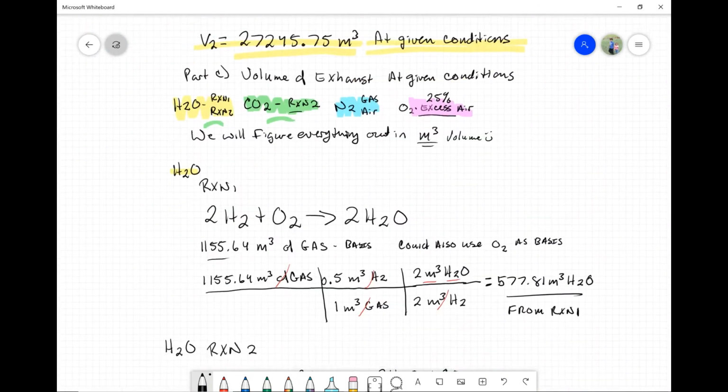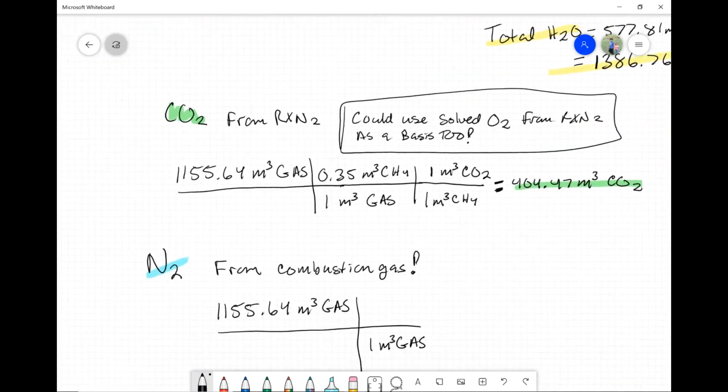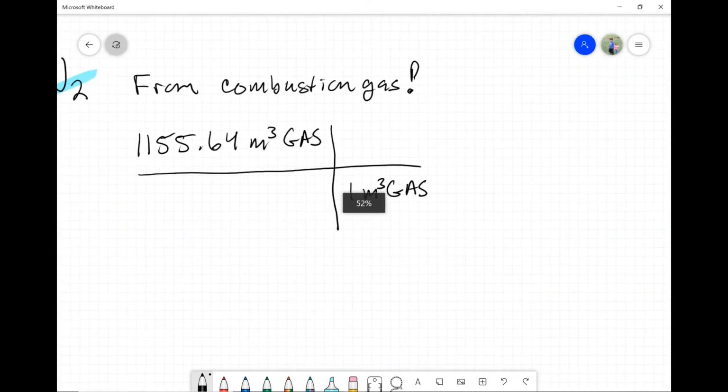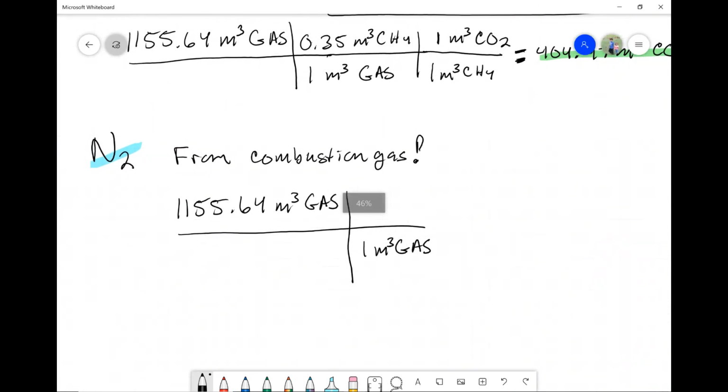This has been a long problem. So the combustion gas, I'm just going to say it was 15% N2. So there's 0.15 cubic meters of N2 in 1 cubic meter of gas. This is a fairly simple calculation, but you have to keep track of where it came from or else it gets kind of scary.